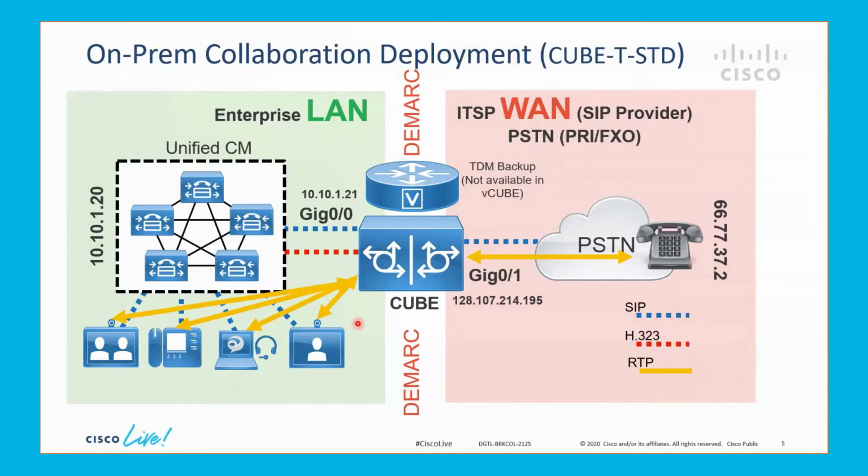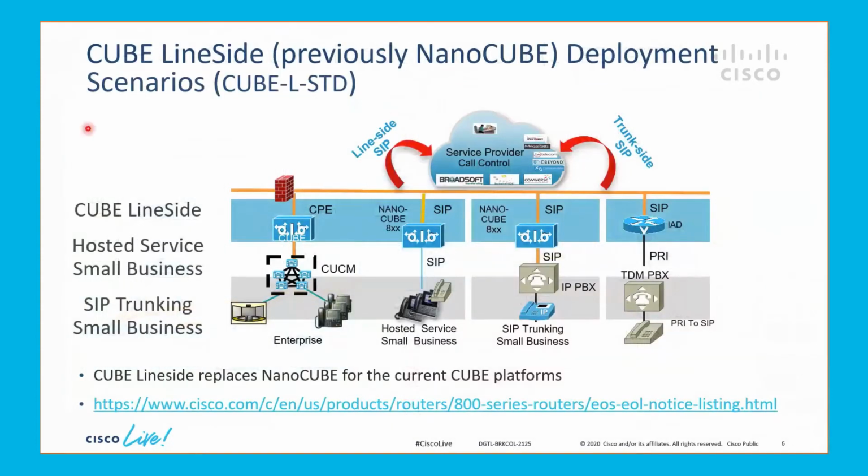In this diagram, you're seeing a typical on-prem collaboration deployment with Cube, which utilizes the Cube T STD SKU. We will cover licensing in detail as well, and we will also provide you a review of some other deployment scenarios that Cube enables. So this is the most basic form of Cube deployment that you may be familiar with from previous recordings and in your deployments. Then chronologically, what we introduced next was known as the NanoCube offer.